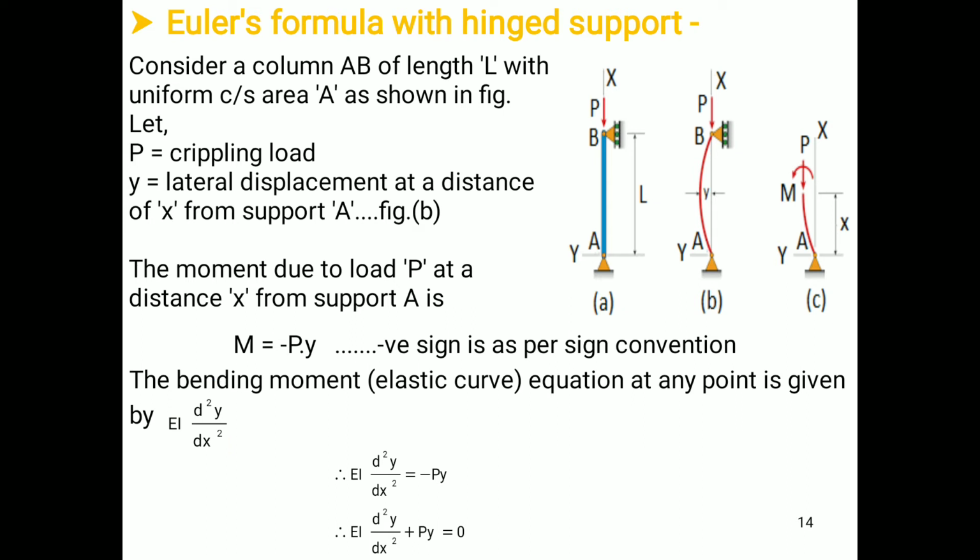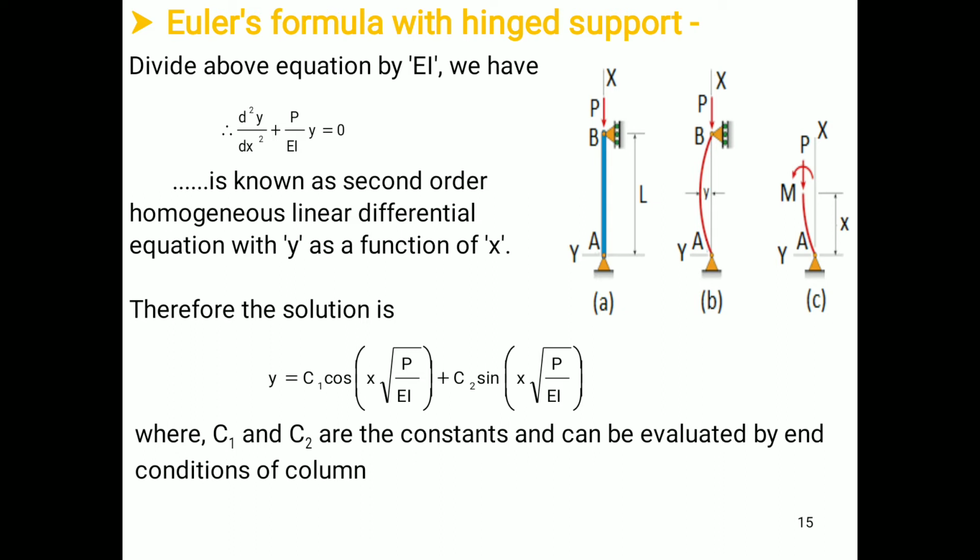So if you put this value of moment in this equation, we have EI into d square y by dx square equal to minus Py. After rearranging, we have EI d square y by dx square plus Py equal to 0. Now we divide the above equation by EI. Therefore, we have d square y by dx square plus P upon EI into y equal to 0.